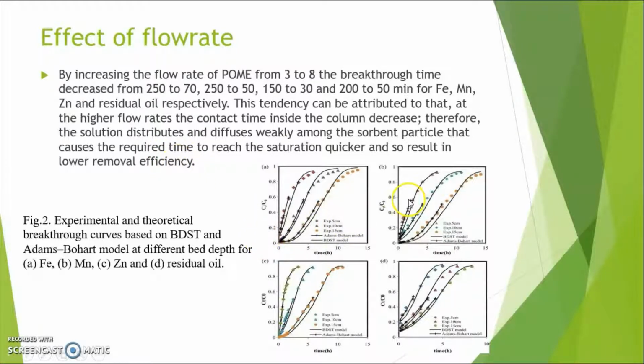So we can see this is the graph, the breakthrough curve based on the BDST and Adam-Bohart model at different bed depth. A is for ferrum, B is for manganese, C is for zinc, and lastly D is residual oil. You can see that the graph is increased when we change the flow rate.